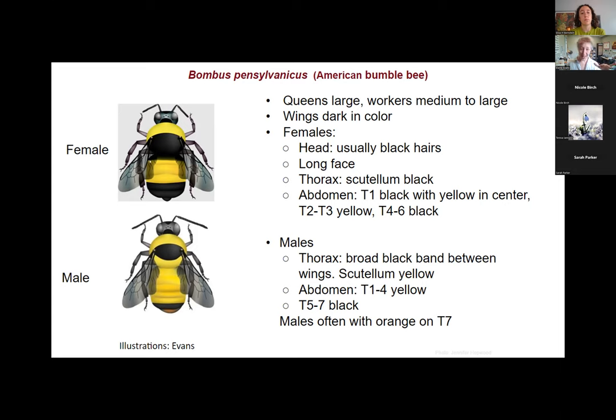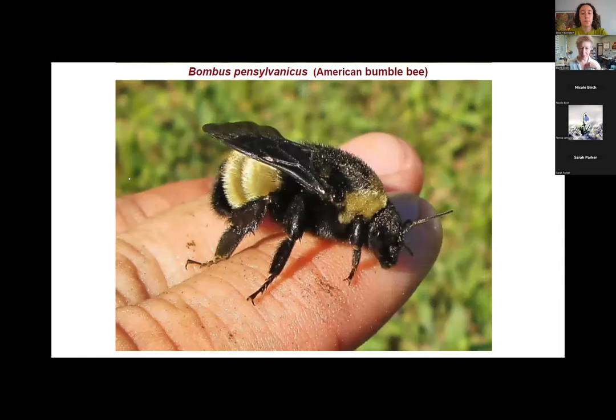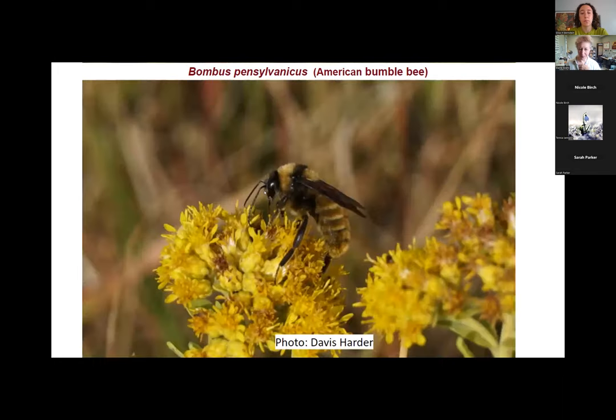But on T1, there'll usually be some yellow, and the top of their head is all black. Here we can see that we're not seeing the yellow hairs popping up on the head. It's hard to see what's going on with the abdomen, but we're seeing a nice big bee.